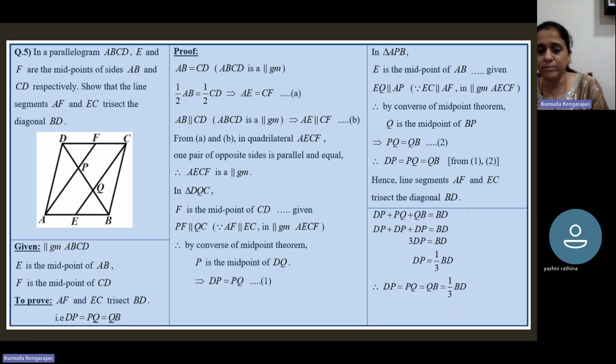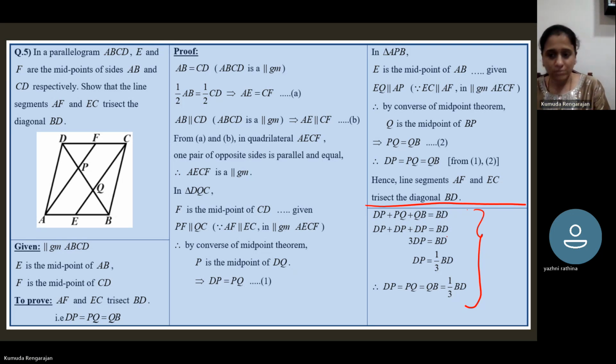This part, the proof ends here. You write down this. I'll explain this later. This is not a part of this proof, but you just make a note of this. I'll tell you what it is.